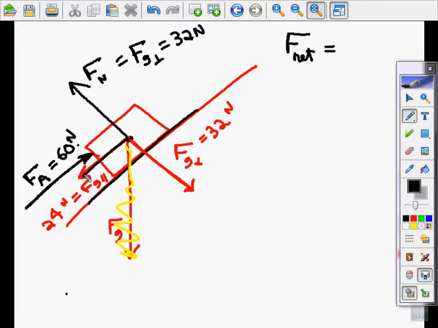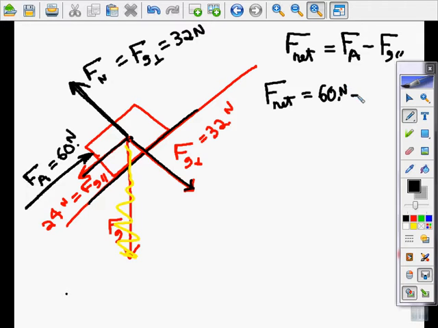Now what about Fg perpendicular and the normal force? What's going to be their deal over here? They cancel each other out. So they're not going to be part of the net force. So the bottom line is F net is just going to turn out to be equal to the applied force pushing it up the ramp minus Fg parallel. So in this case, F net is going to equal Fa, 60 newtons, minus Fg parallel, 24 newtons.